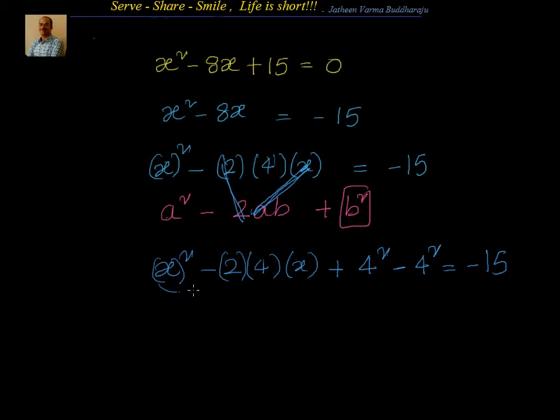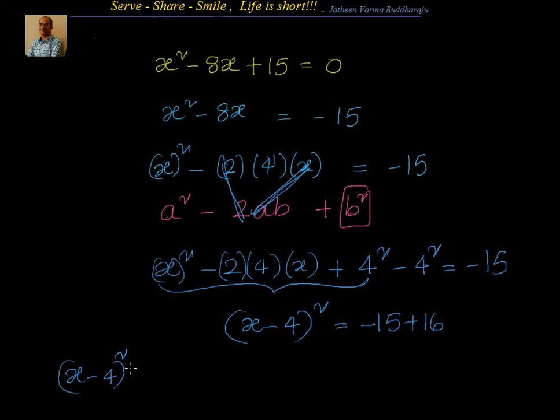Now if you observe this whole thing can be written as x minus 4 whole square is equal to minus 15 plus 16. Or I can write it as x minus 4 whole square equal to 1, or I can say x minus 4 equal to plus or minus 1, because if it is minus 1 also, when you square it will become 1 only. So we have two answers now.